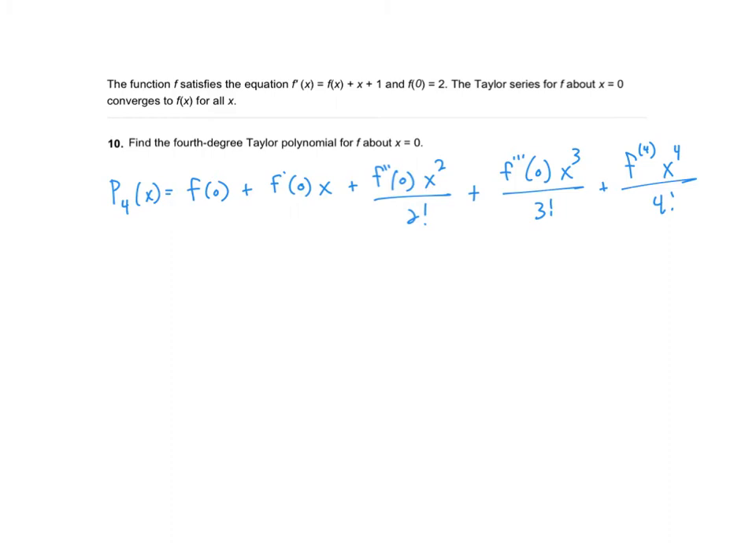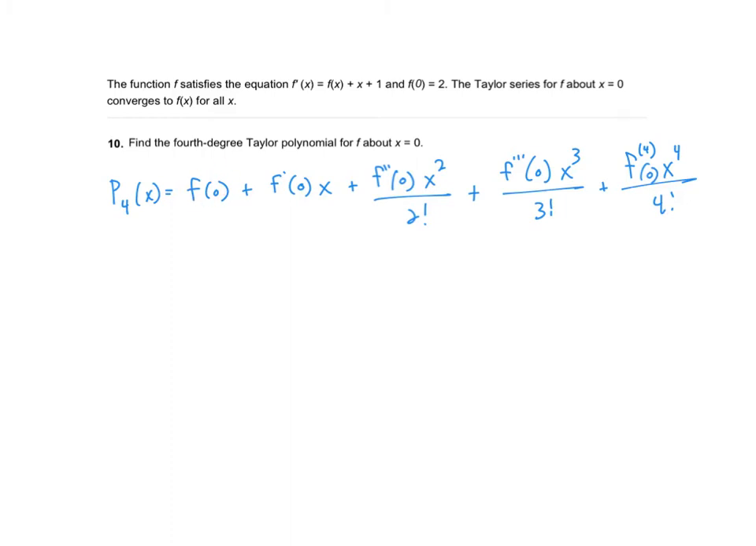Look, we have everything in every one of these terms. We have x to the 4th and 4 factorial, x cubed and 3 factorial, x squared and 2 factorial. The only thing we don't have is these derivatives at 0, and then the function at 0. So we just have to find each one of these. f of 0 is 2, so we at least know that.